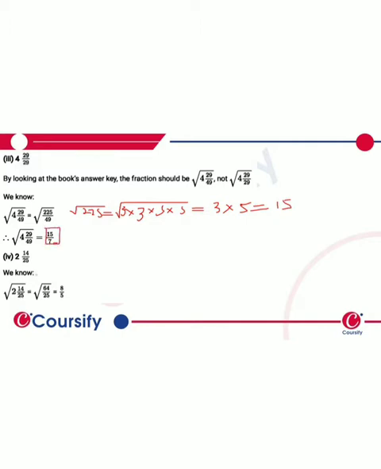Simplify. Similarly in the fourth part we'll have again, 25 into 2, that is 50, and 50 plus 14 is 64, and 64 by 25. So this is the simple calculation, that under root of 64 is 8 and under root 25 is equals to 5.